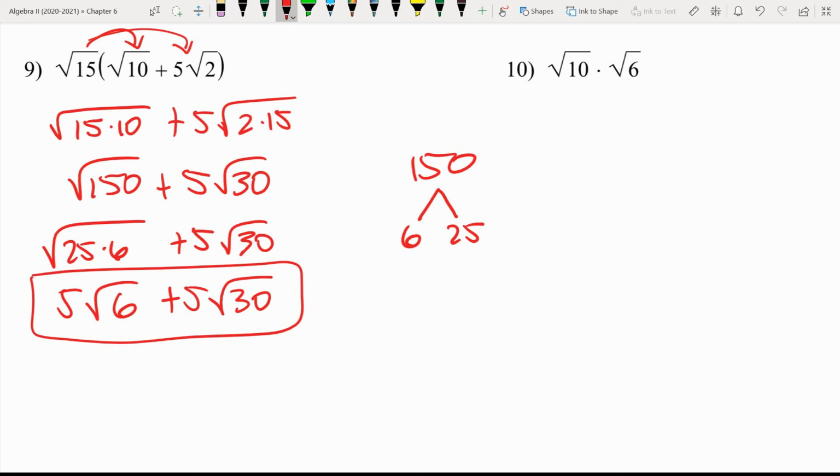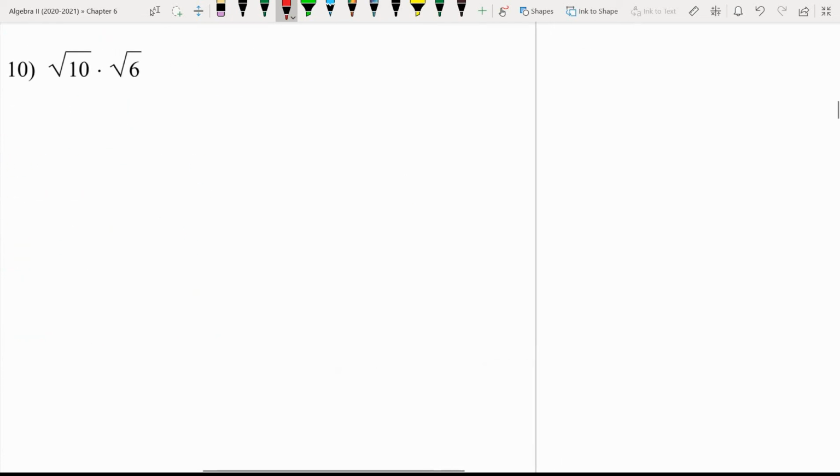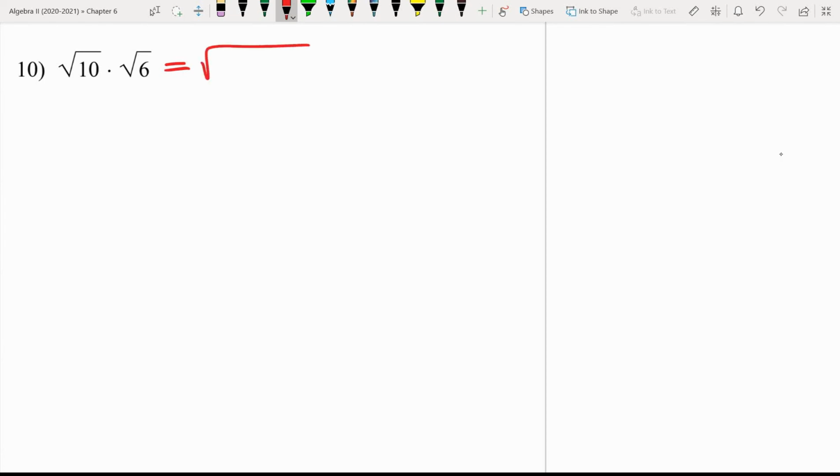This one over here with 10, I'm just going to multiply these guys together. There's nothing I can do with the square root of 10 or square root of 6, so I'm going to put them together as the square root of 60. Just multiply them. But square root of 60 is 4 times 15.